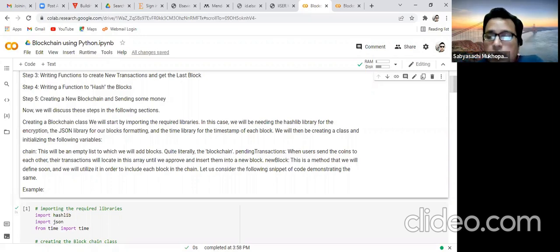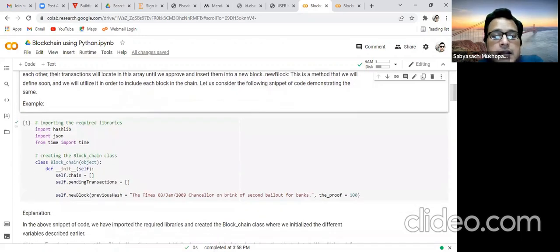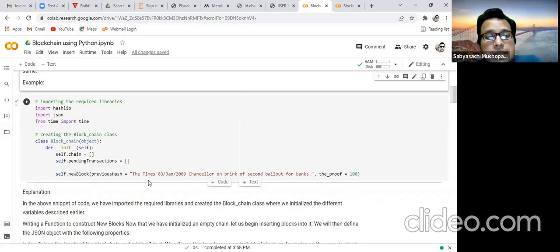So let us take a look at the code section. Let me scroll down a bit so that all of you can have some idea of what we are going to do here. Importing the required libraries, you see importing hashlib, then importing json. Then from time, import time. Then we are creating a simple blockchain class: class Blockchain object. Then we are defining the initialization of it. self.chain has been defined, then self.pending_transactions. And finally, self.new_block, where we are putting the previous hash. So we have given some hash information related to that.